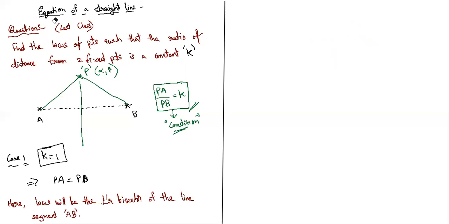So now let us come to case 2. Case 2 is if k does not equal 1. So if k is not equal to 1, then what would the locus be? This becomes a little more geometrically oriented question, but it's a very, very good question. And I'm sure it will be a very good learning experience for all of you.